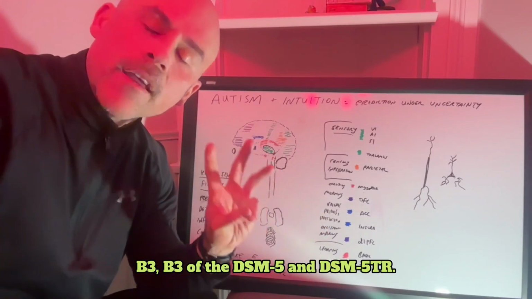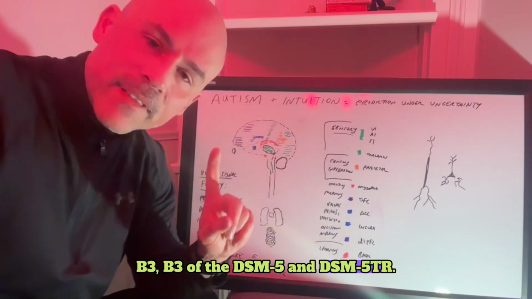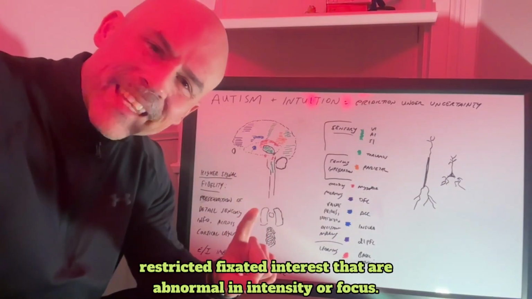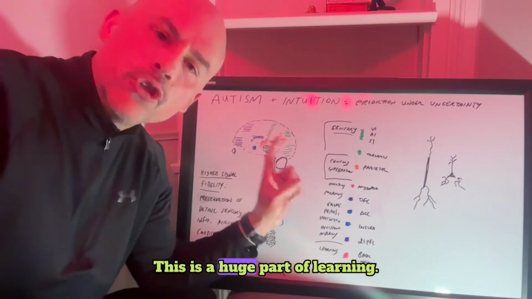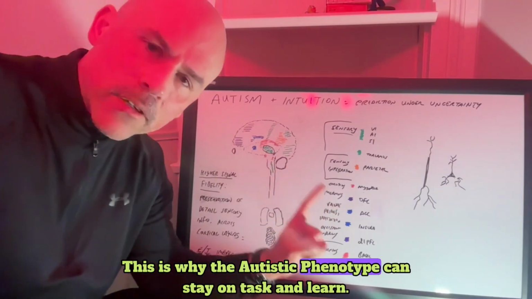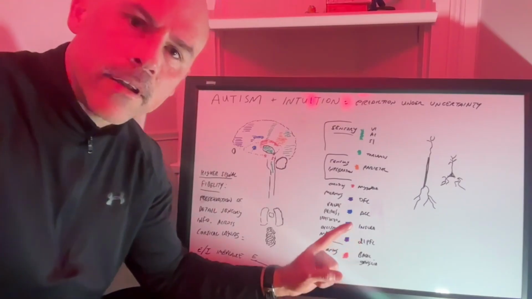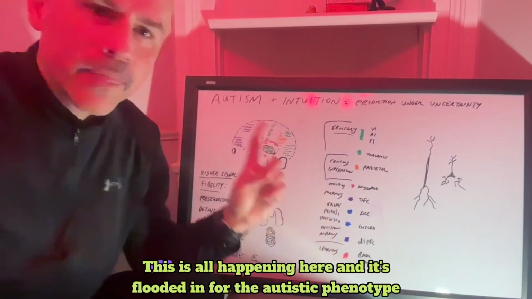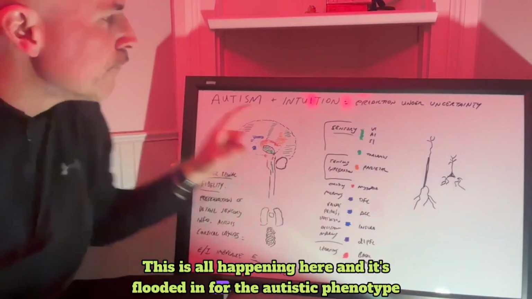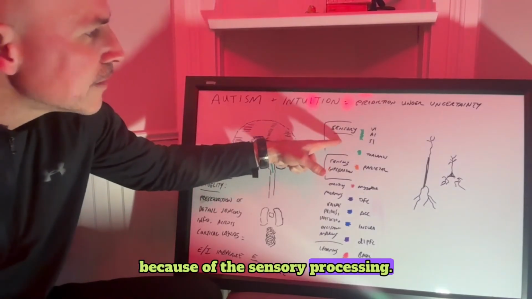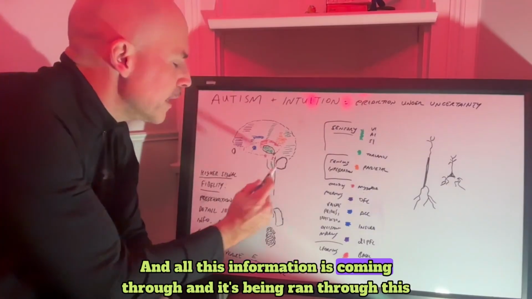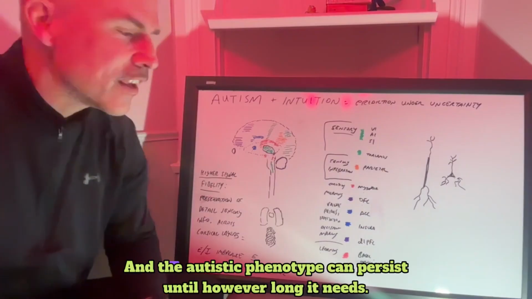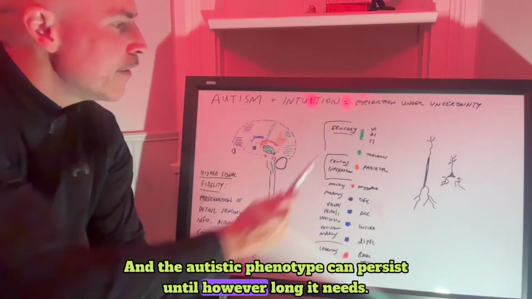B3 of the DSM-5 and DSM-5-TR: restricted, fixated interests that are abnormal in intensity or focus. This is a huge part of learning. This is why the autistic phenotype can stay on task and learn, and with great detail to information. This is all happening here, and it's flooded in for the autistic phenotype because of the sensory processing. And all this information is coming through, and it's being run through this loop until it's figured out. And the autistic phenotype can persist until however long it needs.